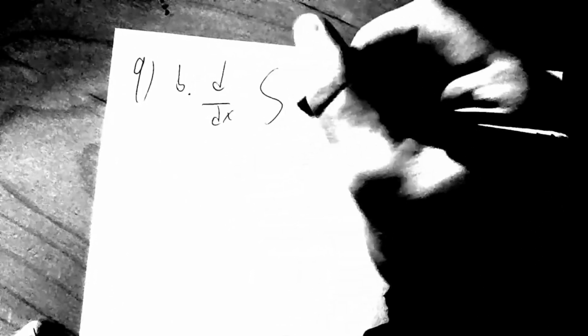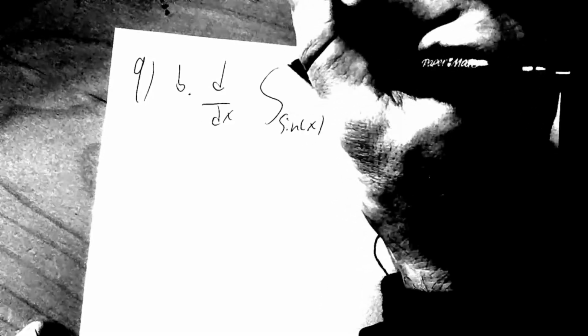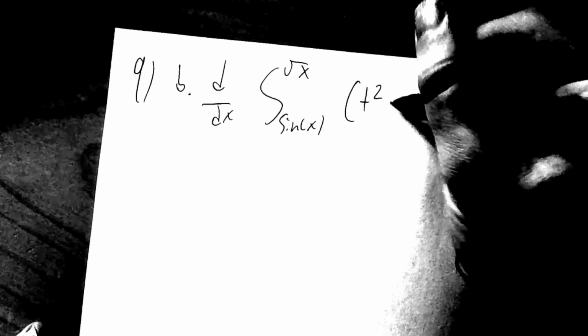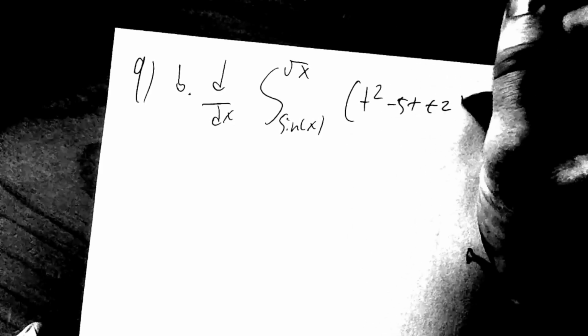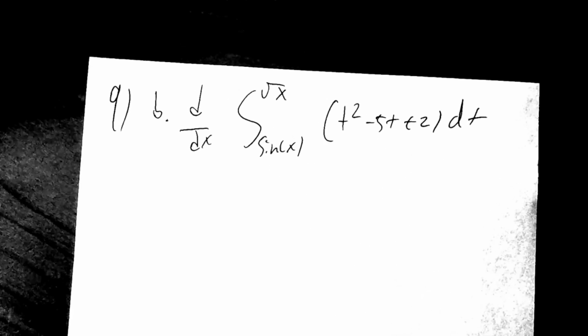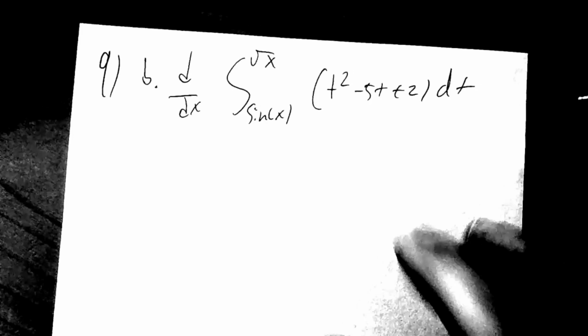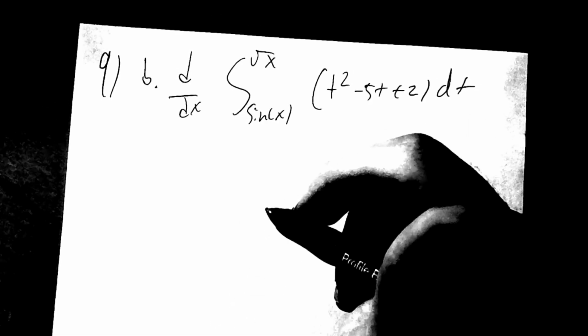9b. We have the derivative from sine x to root x of (t squared minus 5t plus 2) dt. So this one, notice we've got two functions. We're going to be keeping both functions. We're going to have a longer expression here.